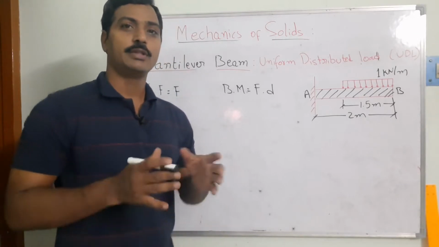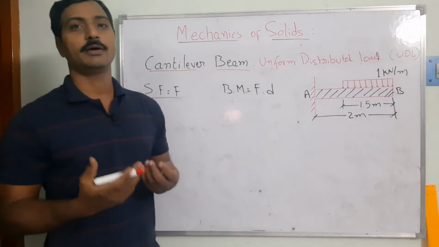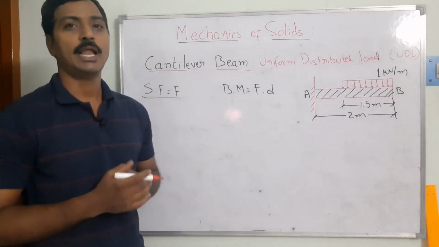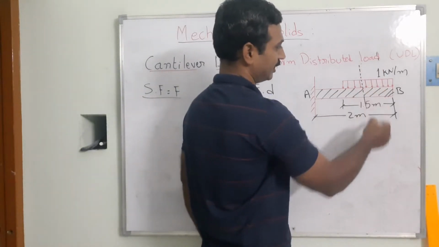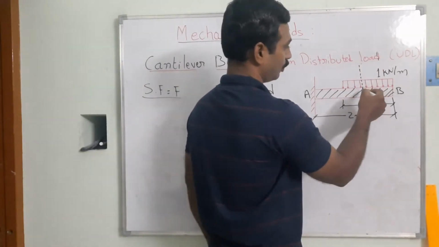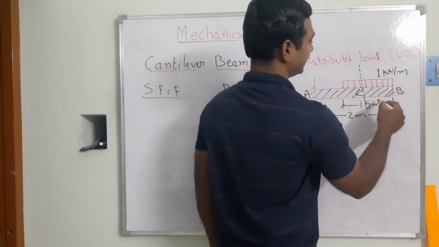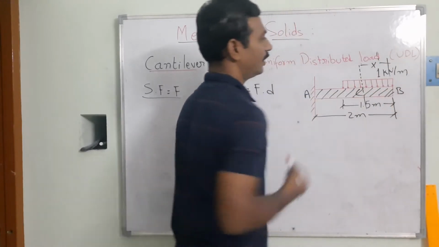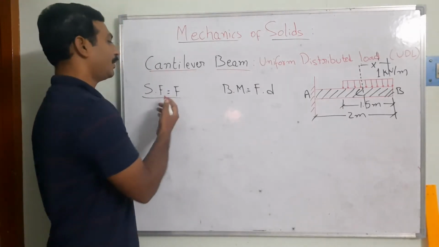As you know, the procedure is that initially we need to take one section. So I am taking one section at point C. Suppose point C is located at a distance of x. Can you see here, that is the x distance. For this one I want to find the shear force.